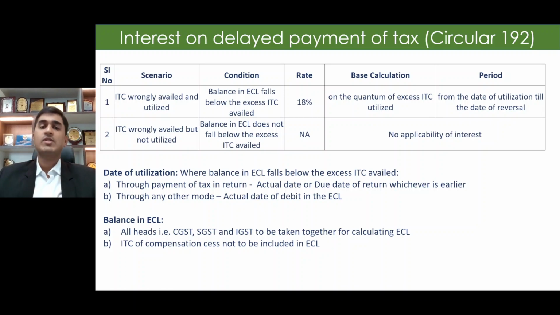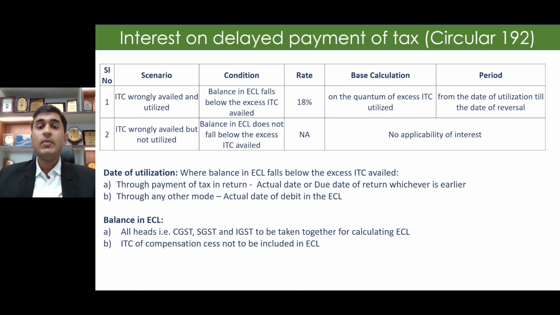Now, a major question which was arising before the department and before the assessees was, how do we know the balance of the electronic credit ledger? Do we take the amount of individual heads, CGST, SGST and IGST, separately, or do we take all the balances together? For instance, I have a balance of 40,000 rupees in my IGST, and 30,000 each in my CGST and SGST. That means my balance is 1 lakh rupees. Now, if I am required to make a reversal of 50,000 rupees under the IGST head, mind you, my balance under IGST was only 40,000, and 30,000 each was under CGST and SGST.